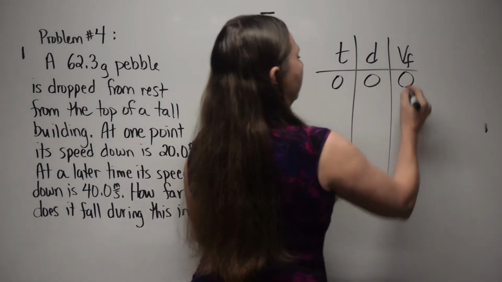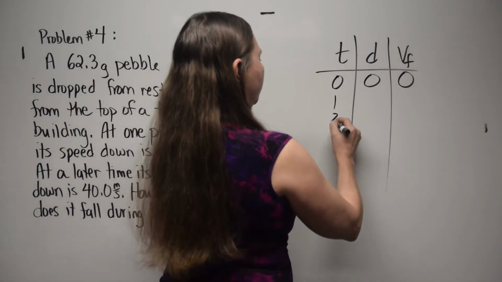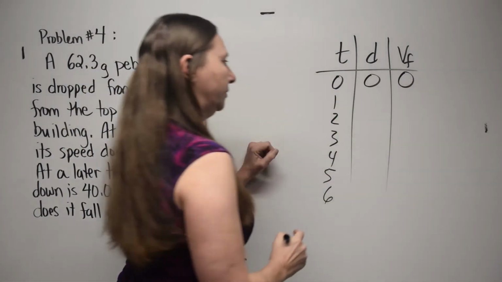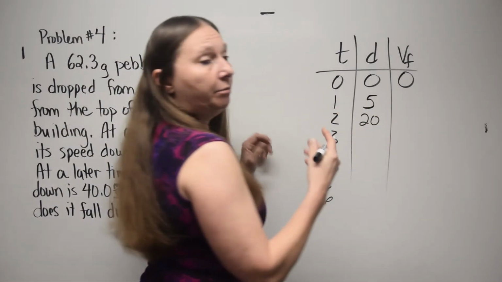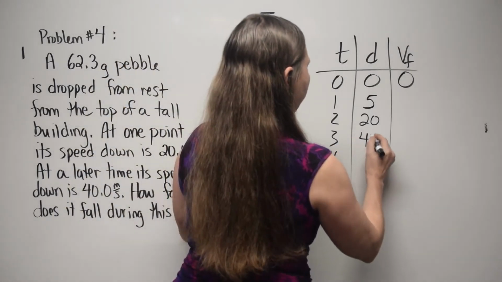0, 0, 0. Time is 1, 2, 3, 4, 5, 6. The distances are 5, 20. You got to memorize these guys, okay? You got to memorize these.